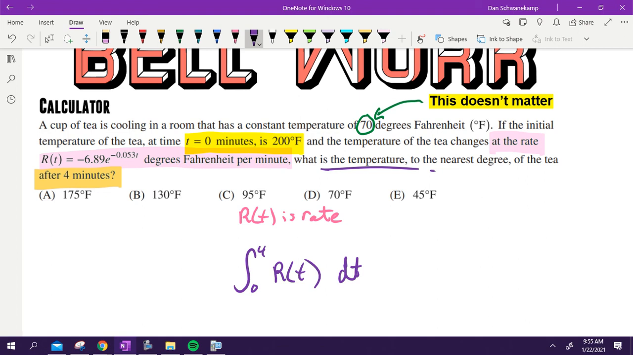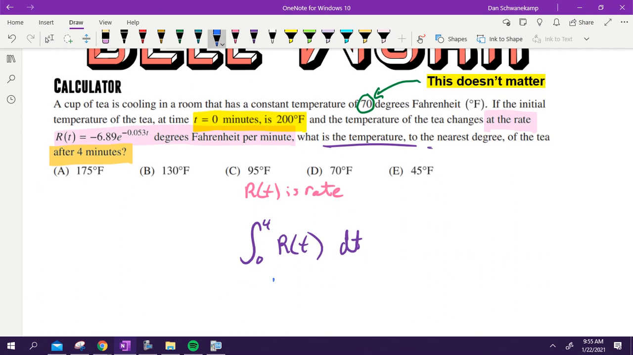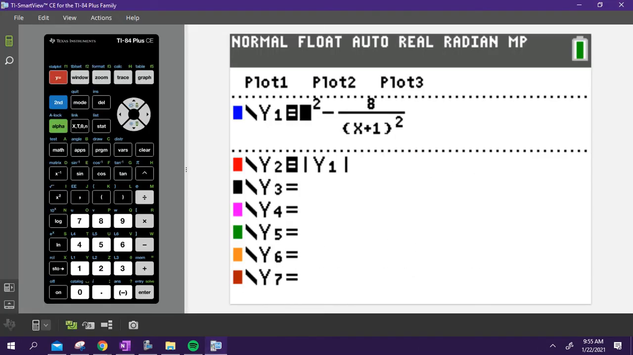What does that tell me if I integrate this rate from 0 to 4? This is the change in temperature in degrees Fahrenheit from 0 to 4. That's what it's telling me. But most importantly, it's the change. This is a change. Okay? So let's type that into my calculator.